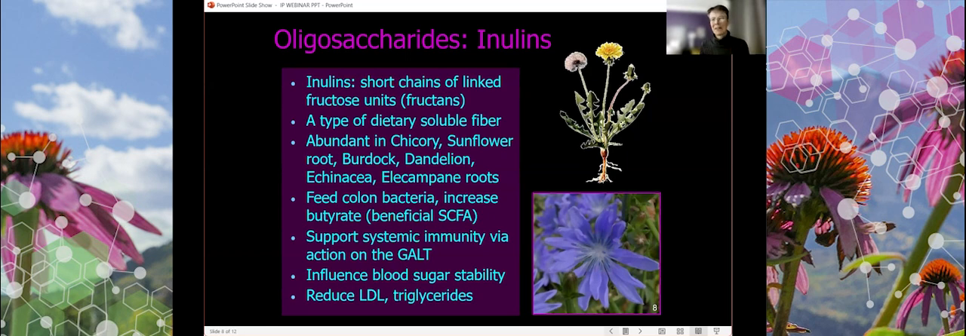Side effects include they help to stabilize blood sugar swings. Those inulins are really beneficial for that. And they also help to balance our blood lipids, our triglycerides, and our cholesterol levels, et cetera.